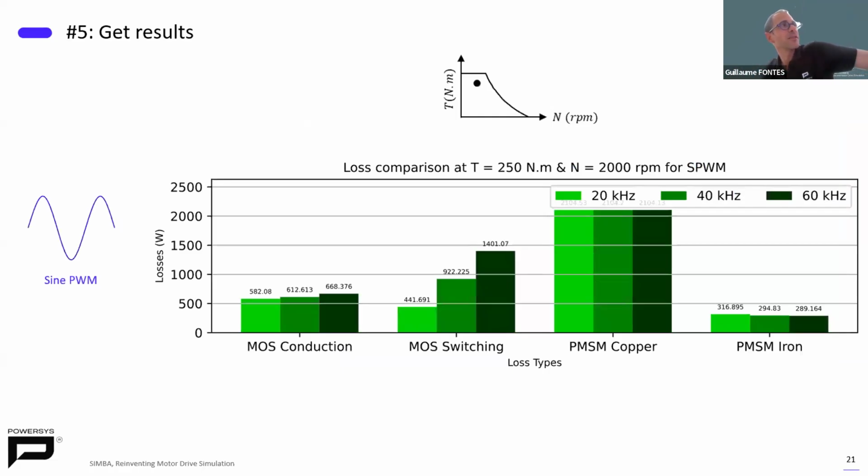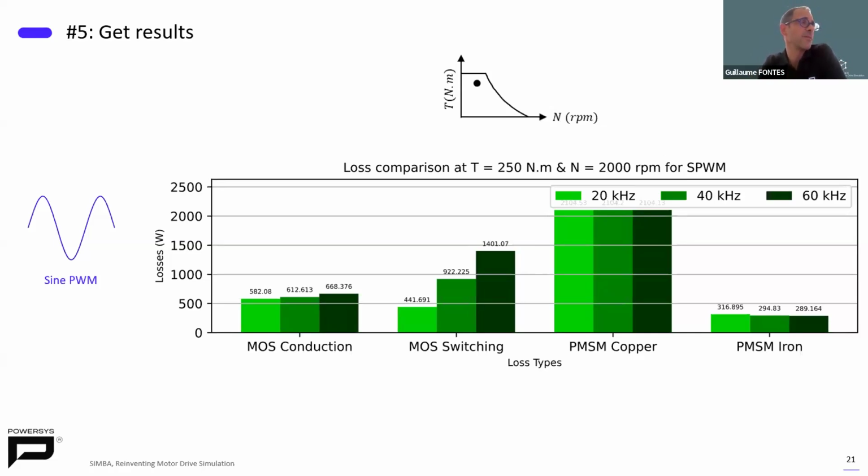So that's what we have made here for the first operating point, at high torque, low speed, and for the first modulation strategy, the sine wave. And here we have displayed the different types of losses: the conduction losses in the MOSFET, switching losses in the MOSFET, and the motor losses, such as the copper losses and iron losses.